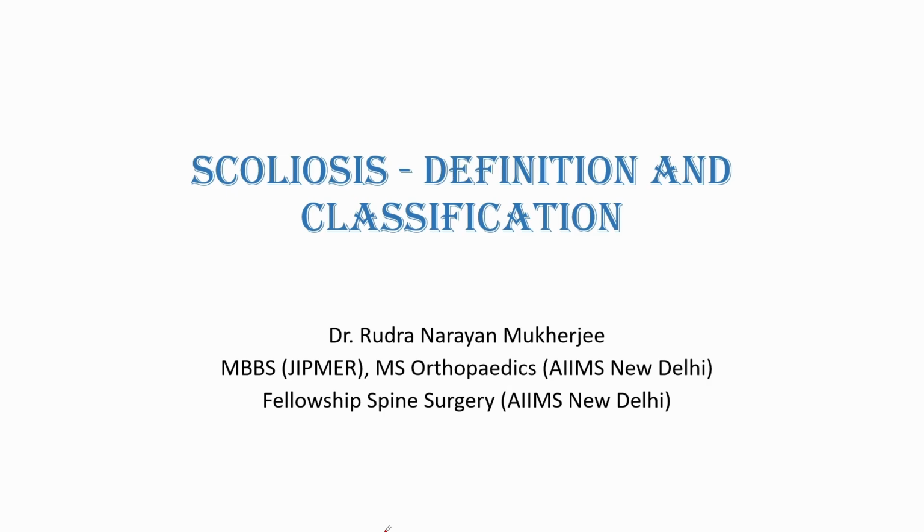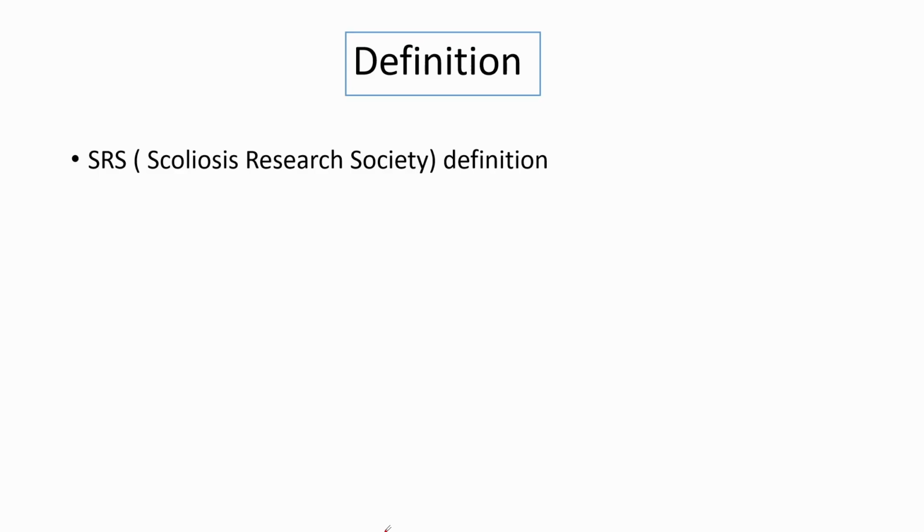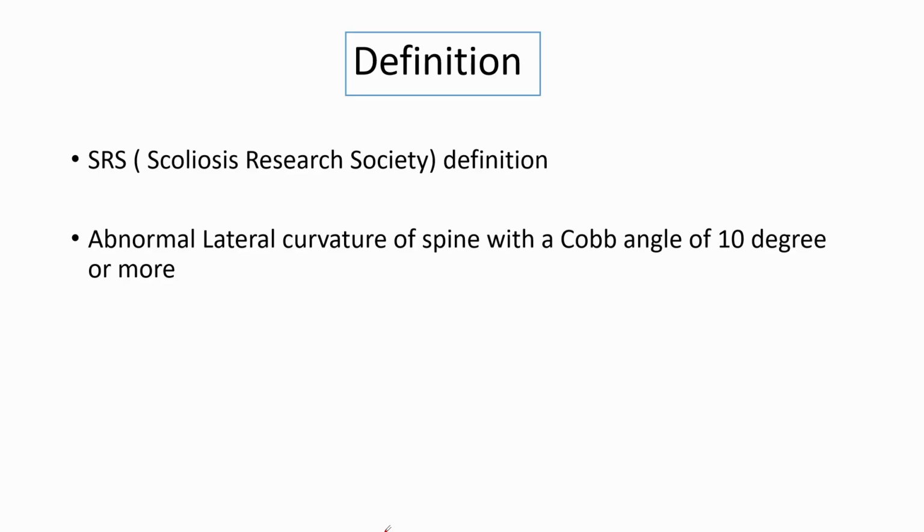Definition and classification of scoliosis. What is scoliosis? The Scoliosis Research Society defines scoliosis as an abnormal lateral curvature of the spine with a Cobb angle of 10 degrees or more. Scoliosis is usually a three-dimensional deformity involving deformity in the coronal plane, sagittal plane, and vertebral rotation.